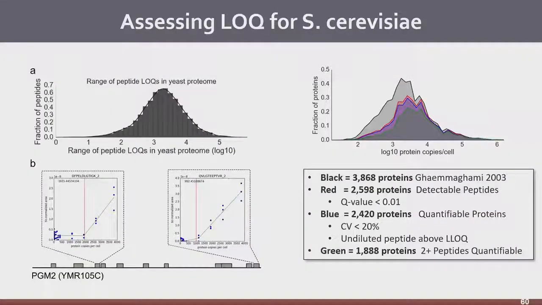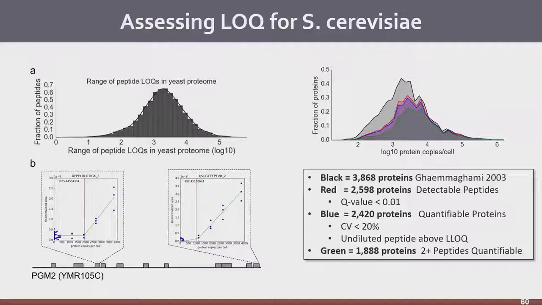So this is an example of this. If you take Saccharomyces cerevisiae, we've calculated the lower limit of quant for every peptide. Here we've used methods similar to what Olga was talking about yesterday. There are some slight modifications, but in general it's very similar.